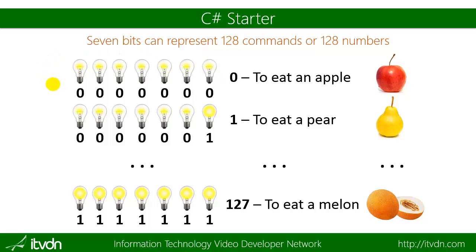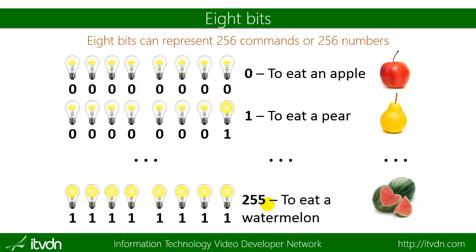If your light bulbs all glow partially, all of their values are 0 and the result is 0, and you get to eat an apple. And you continue till you reach 127. Let's add one more bulb to our scenario and see. When we add one more bulb, it means now these bulbs represent 8 bits, since we agreed that each bulb represents 1 bit. Here you have 256 commands.